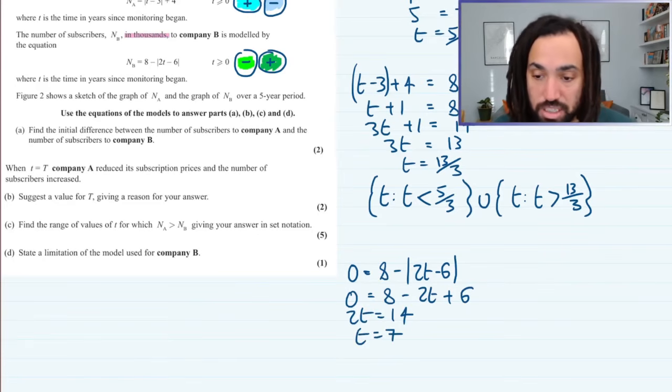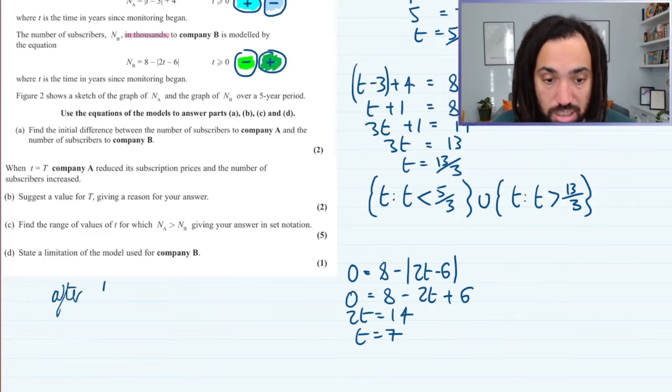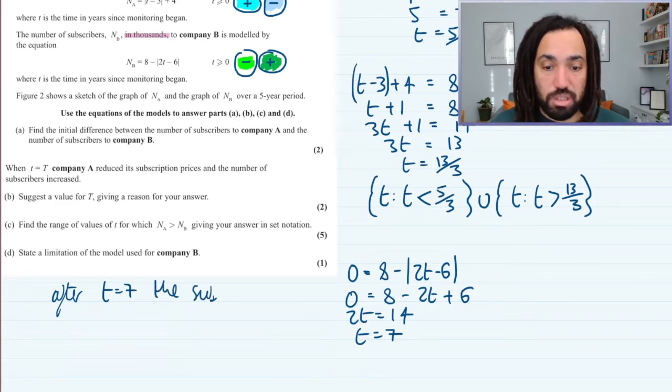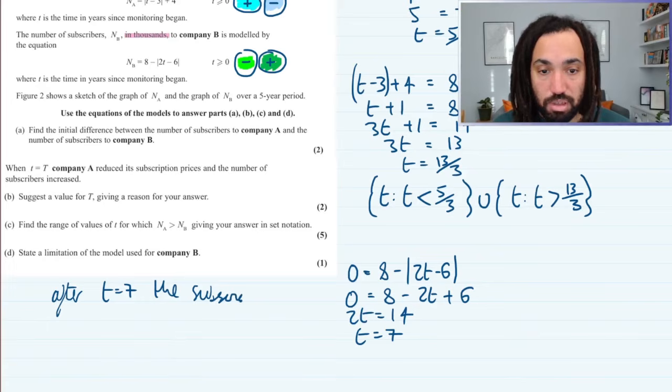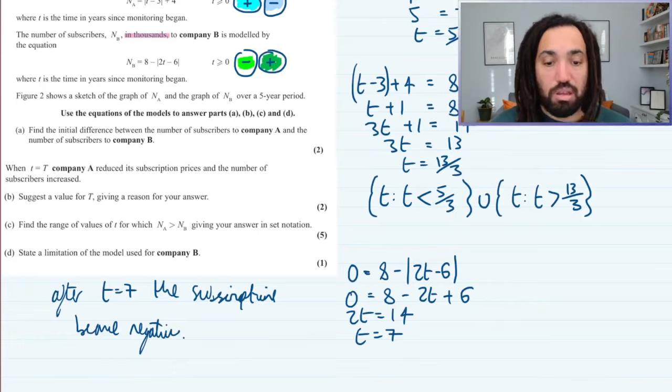So the answer is that the limitation is that after t equals 7, the subscriptions become negative. Okay, job done.